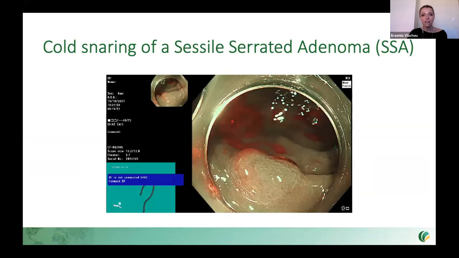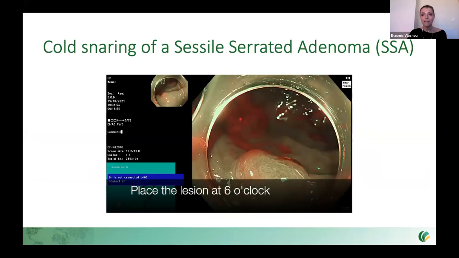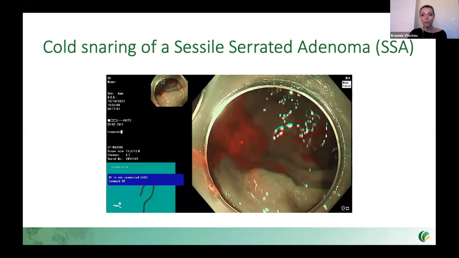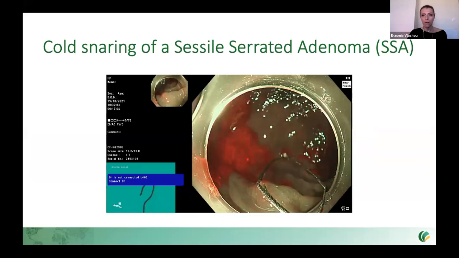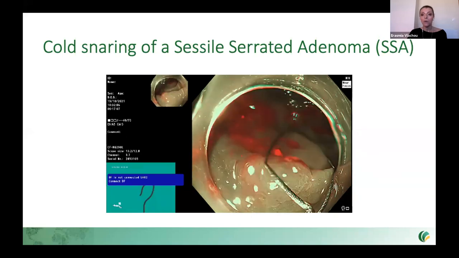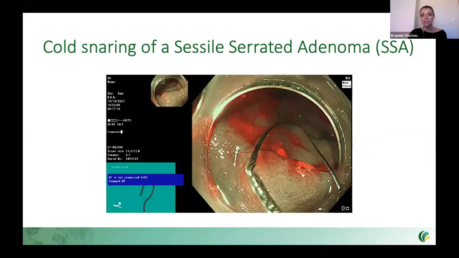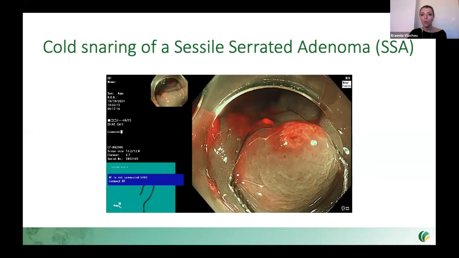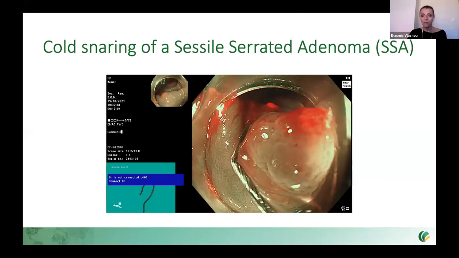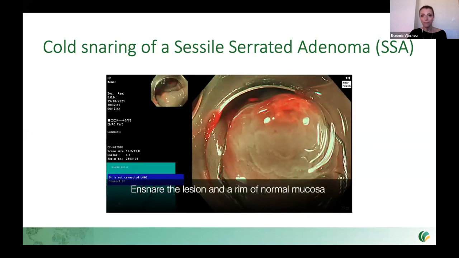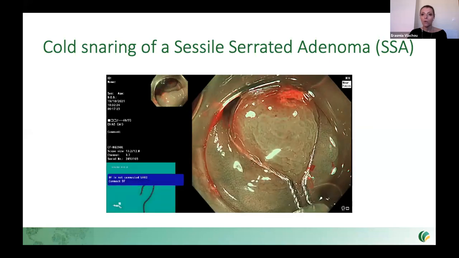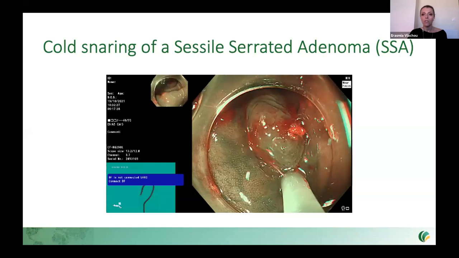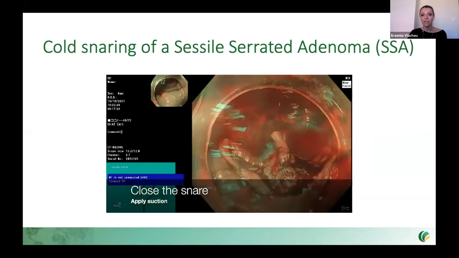So this is a sessile serrated adenoma. We have placed the lesion at our 6 o'clock position, directly in front of the accessory channel of the endoscope. And we try to maintain this optimal position throughout the resection. Of course, we have meticulously inspected the surface of the lesion for signs of dysplasia, both with near focus and NBI. We have now opened the snare to crown the polyp, as well as a rim of normal mucosa around it. Now we will be applying downward pressure towards the colonic wall, and we will close the snare by also applying suction, which allows for the tissue to bunch up into the snare.